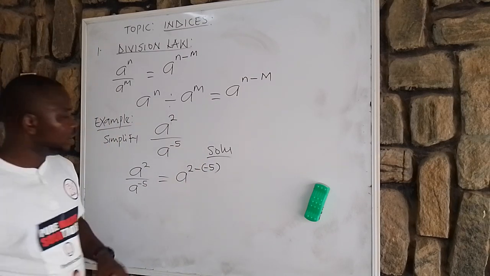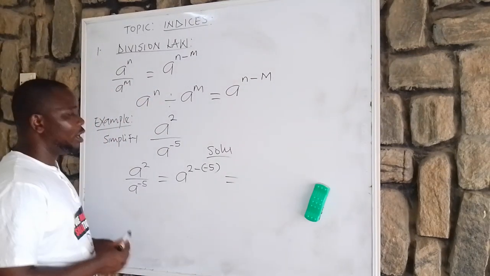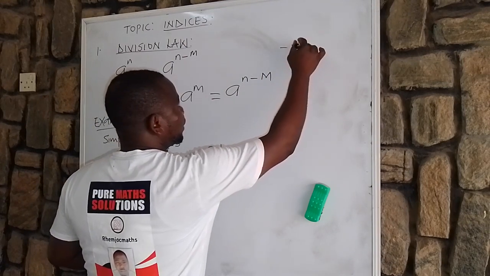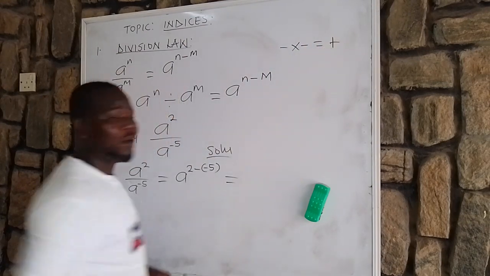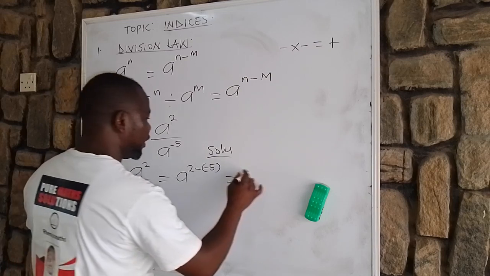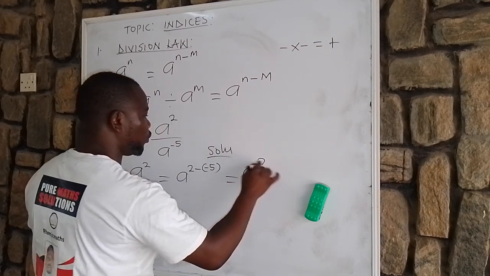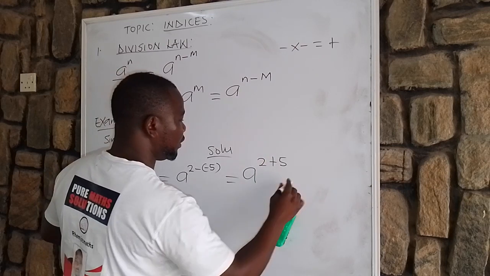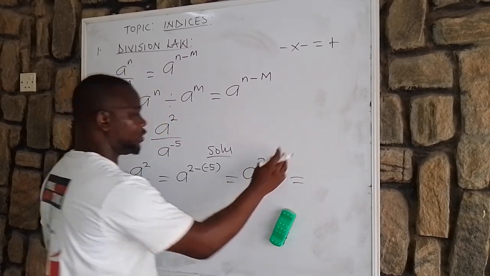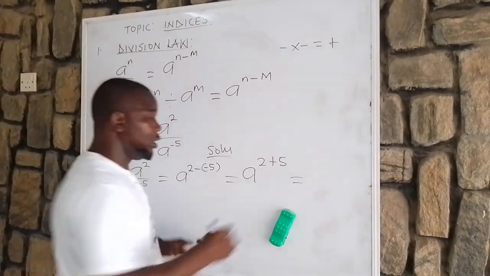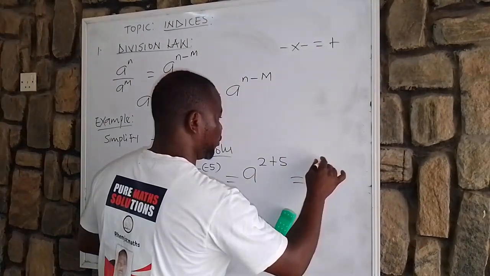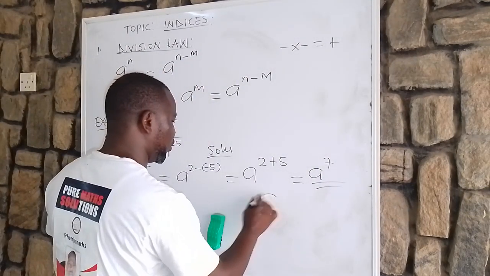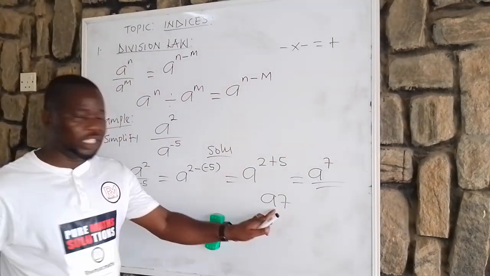Do you agree with me? Then this will now be, let us recall the sign. Minus times minus is going to give us what? Plus. So you discover that a raised to the powers of 2 minus times minus plus 5. Then this is equals to a raised to the power 2 plus 5. 2 plus 5 is going to give you 7, isn't it? So a raised to the power 7. This is the answer. Mind you, I did not write it this way, A7. Please take note.